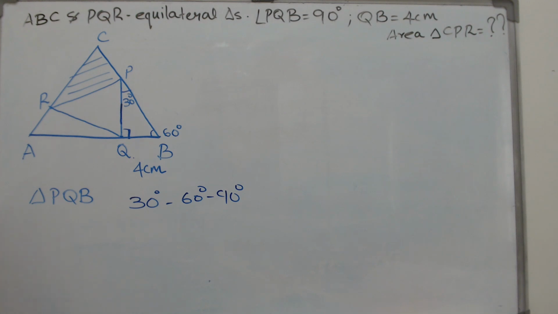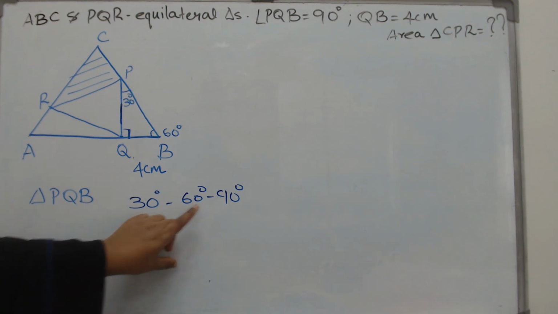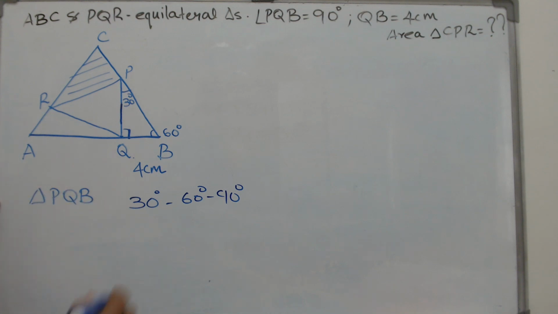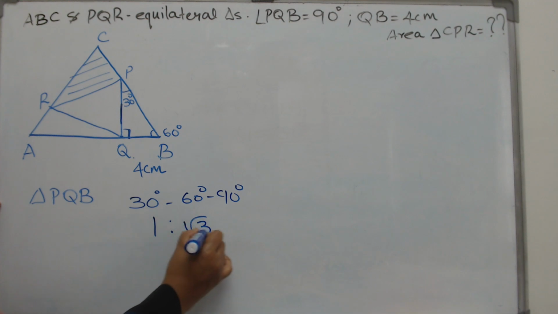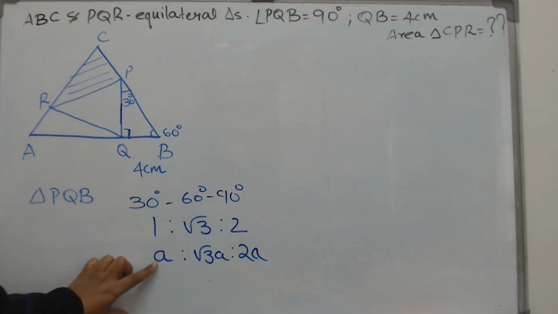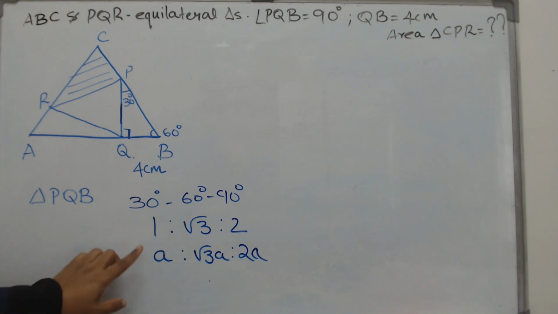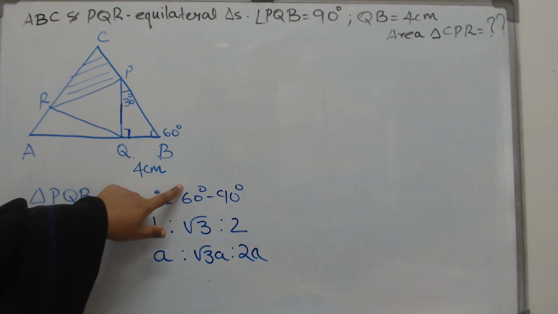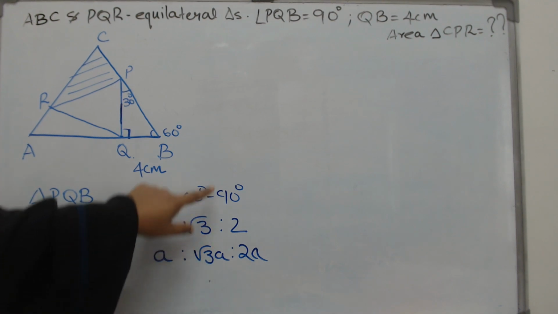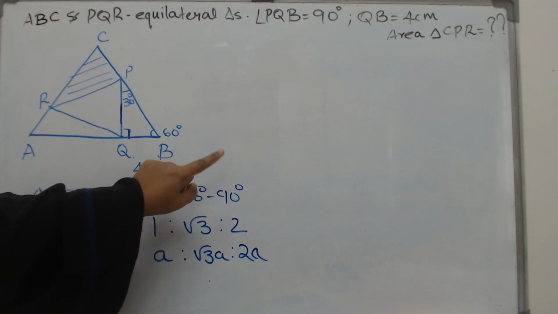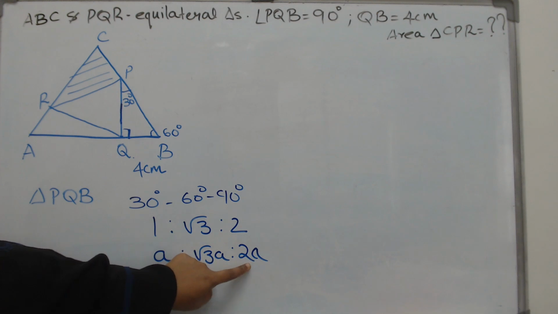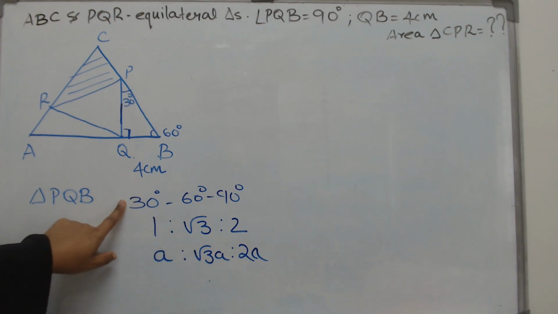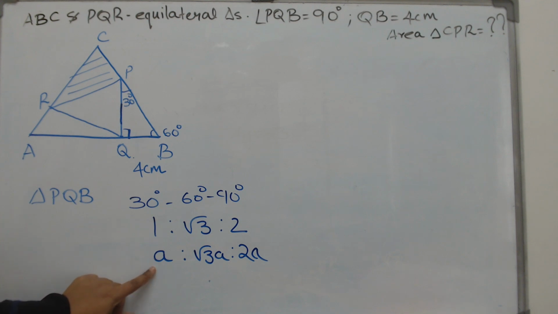What do we know about this? If the angles look like this, then the ratio of the opposite sides will be 1:√3:2. Or in other words, for some constant A, this is how the ratio of the opposite sides looks. That means the side opposite to 30, if it is A, then the side opposite to 60 will be √3A, and the side opposite to 90, the biggest angle, will be the biggest side. The smallest angle has the smallest side opposite to it.